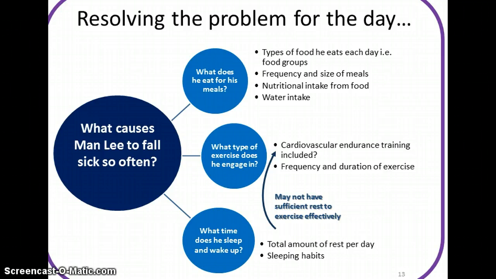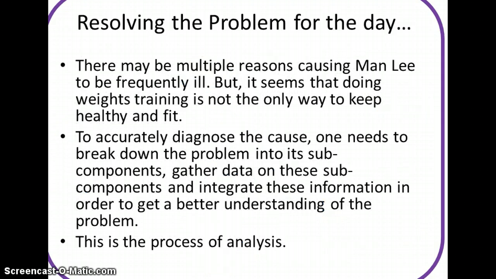You realize that the amount of sleep and exercise may have a link, because when you do not have sufficient rest, you may not be able to exercise effectively. And diet and rest can also affect your health. So you see the relationship here. From examining the relationships, we realize that there may be multiple reasons that cause Manly to be frequently ill. So in order to accurately diagnose the cause, you have to break down the problem, study the data carefully and integrate this information. This is one area which I think the teams have to work on.